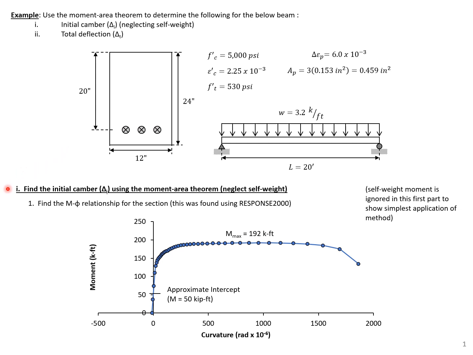To find the initial camber, the first thing that we'll need to do is find the moment-curvature relationship for this section. You can see here the moment-curvature relationship that we found earlier using Response 2000. Note that in this portion, I'm neglecting self-weight just so that we have the simplest case, with a constant moment along the length of the beam.